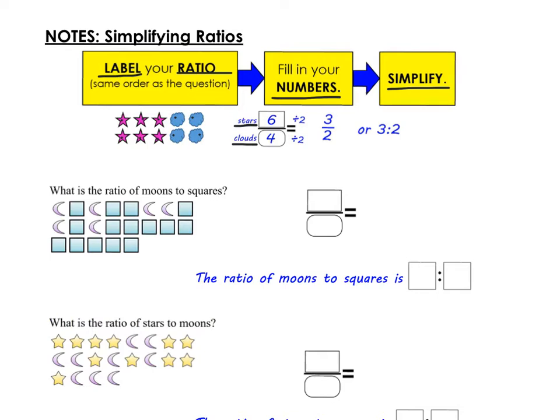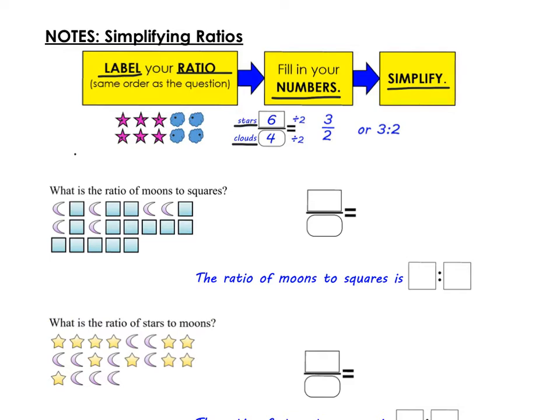Now, we don't want to divide this because it's a ratio. We want to make sure we are comparing two parts. So our ratio would be 3 to 2, or remember we can write ratios with a colon as well, which is 3 to 2. All right, so let's go ahead and look at these ratio problems here.